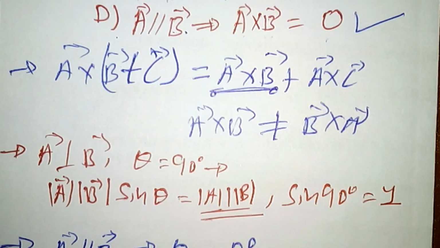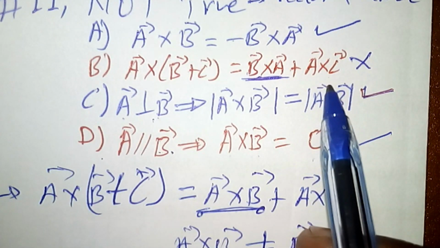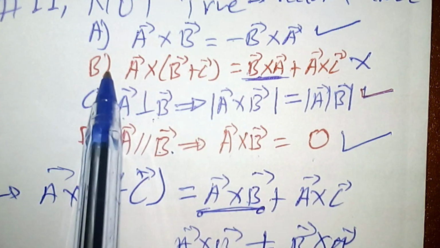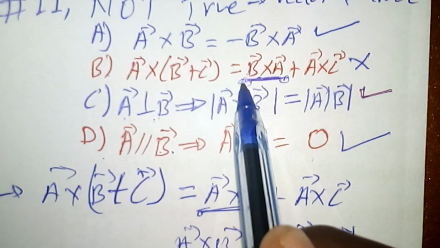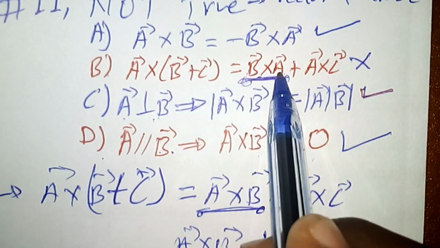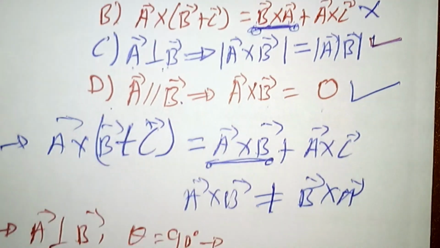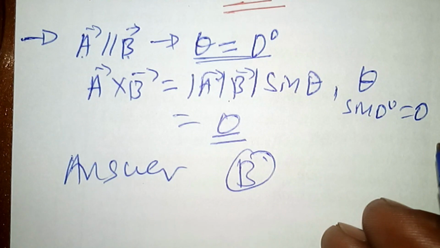It's also correct. So the not true answer from the given alternatives is alternative B. The vector product is not commutative, so we cannot interchange the places of A and B here. So this is wrong, and the correct answer is B. B is not true.